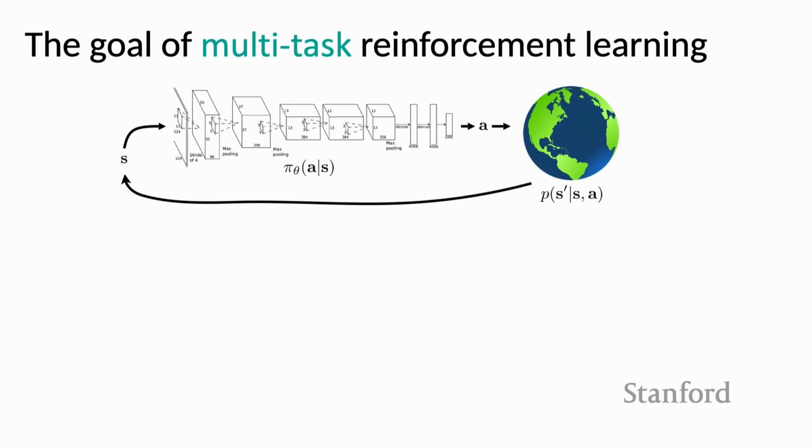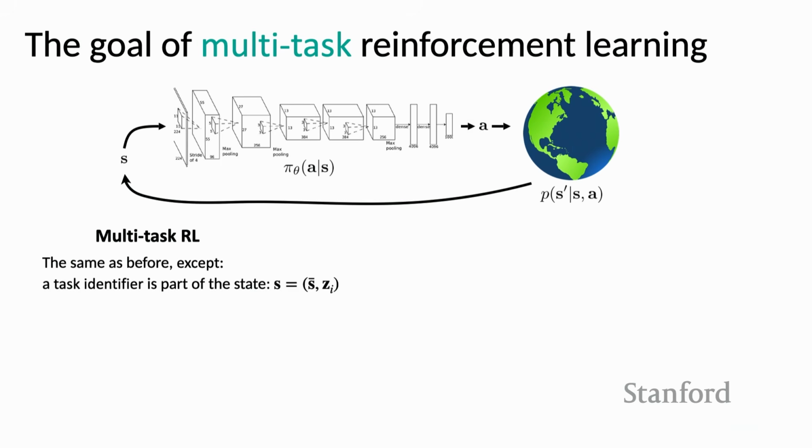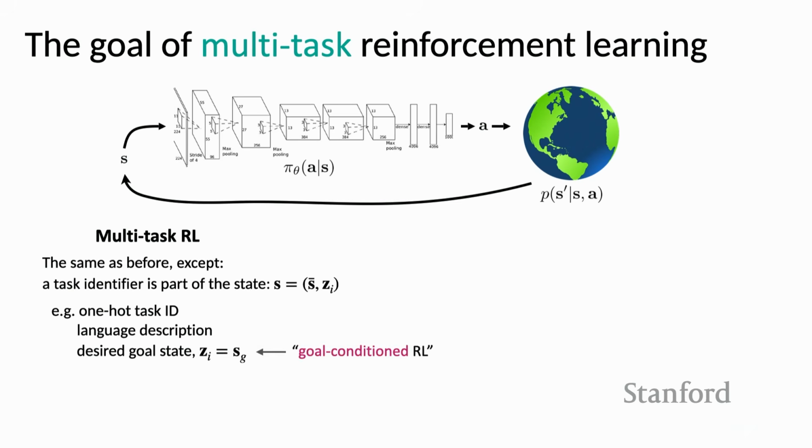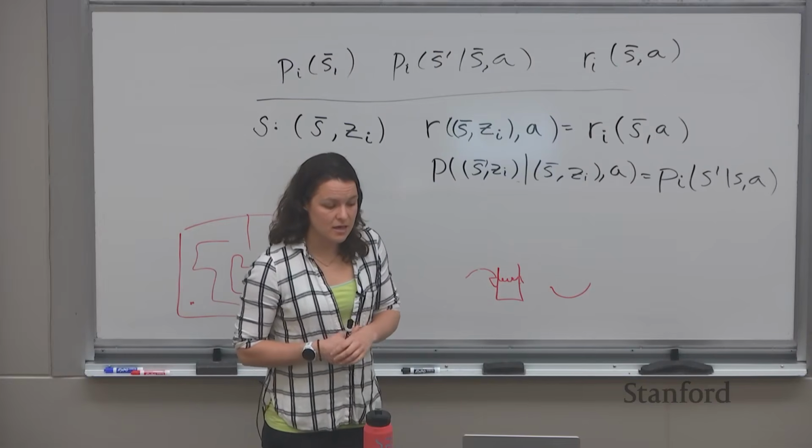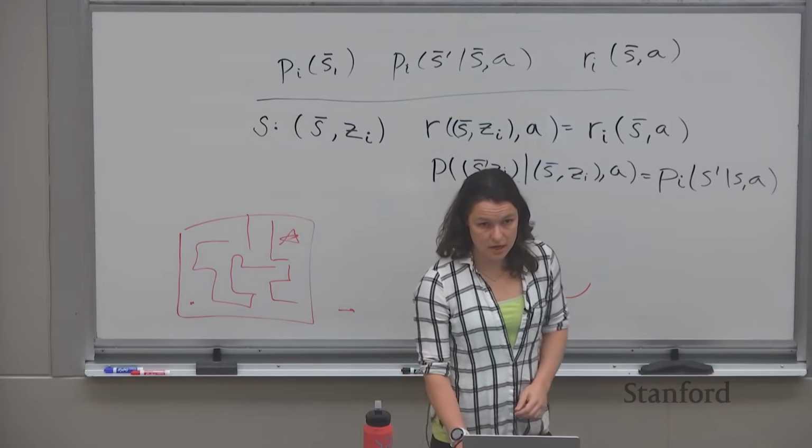Now, if we go back to what we think of as the single task reinforcement learning setting that we've talked about so far, we can then think about multitask RL, but where the task identifier is part of the state. The task identifier could be the task index or a language description. It can also be some desired goal state that you want to reach. This is often referred to as goal conditioned RL. But then once you do this, you're basically getting a modified MDP that covers each of these tasks.